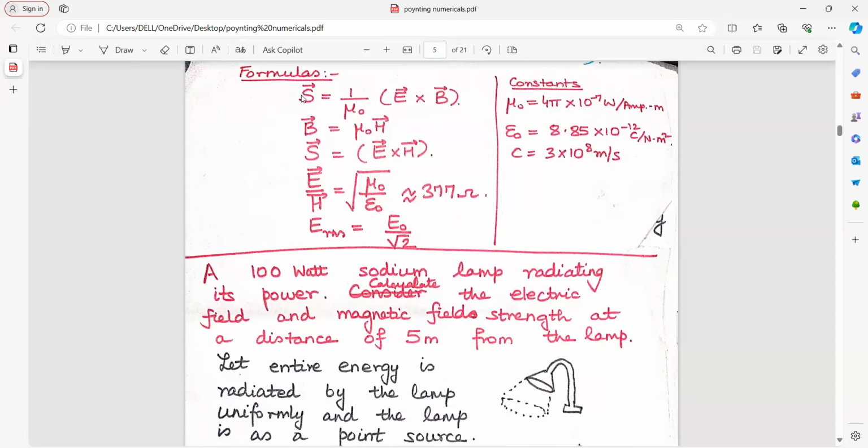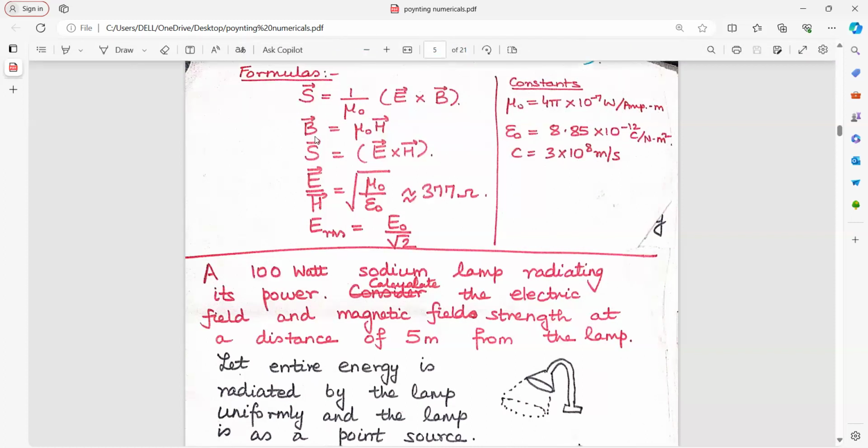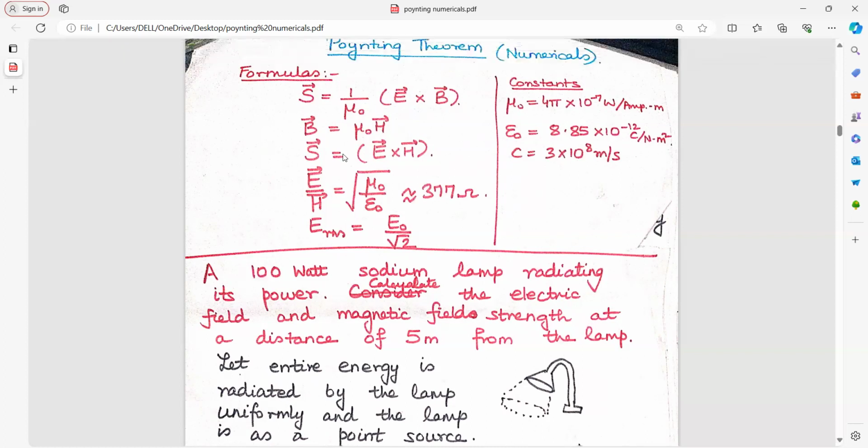S, the Poynting vector, is equal to 1 upon mu naught into E cross B. Mu naught is the permeability, which is 4 pi into 10 to the power of minus 7 Weber per ampere meter. B, the magnetic field strength, is equal to mu naught into H, and S is equal to E cross H. E upon H is equal to under root mu naught upon epsilon naught, which is approximately 377 ohm or 376.4 ohm. The root mean square is E naught upon root 2. There are a few constants which you should also know.